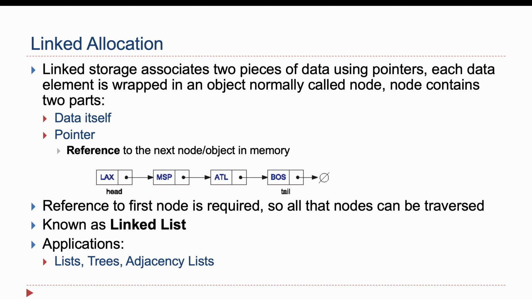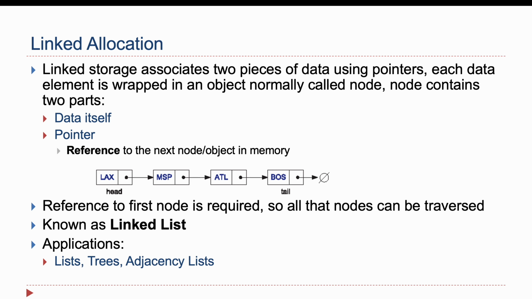Each data element is wrapped in an object normally called a node, which contains two parts, the data itself and a pointer to the next node or object in memory. To access a node, you need to know the memory address of the first node, and then you can traverse the linked list using the pointers.